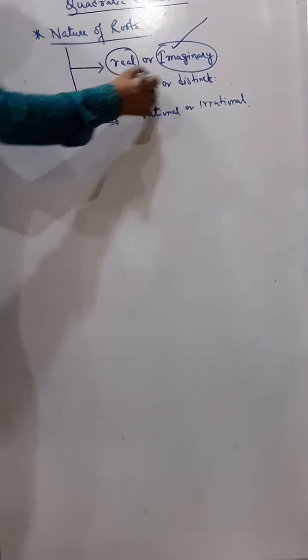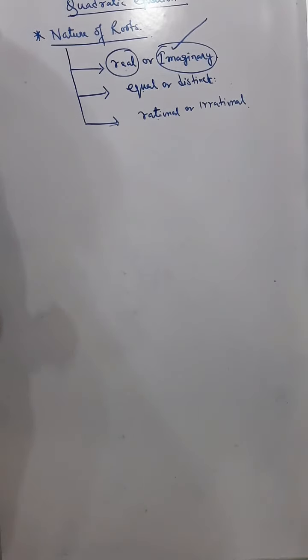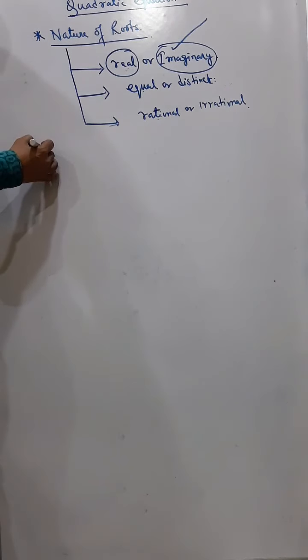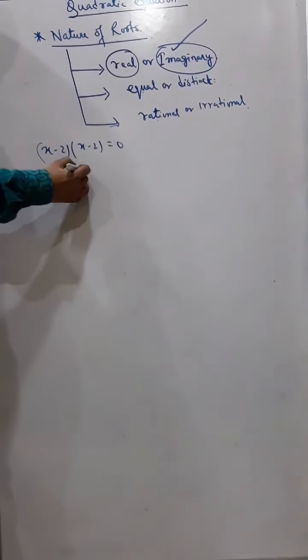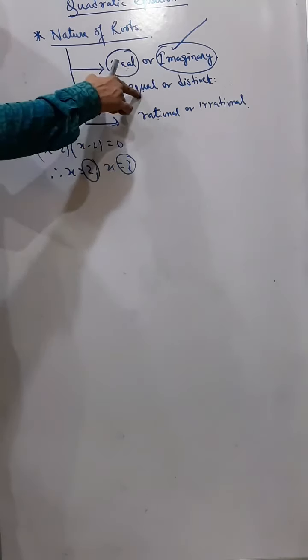Now next is equal and distinct. You can understand, equal means when both the roots are equal, then we say that the roots are equal. When the roots are equal, you will find in many quadratic equations, you find this way: x minus 2 into x minus 2. So therefore x equals 2 and x equals 2, that means both the roots are equal.